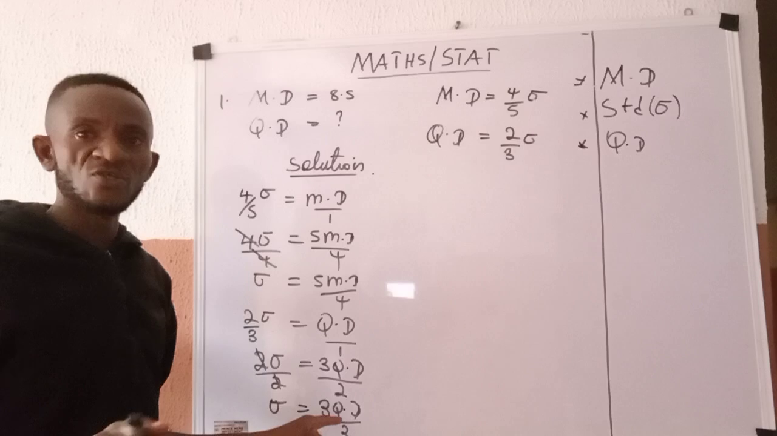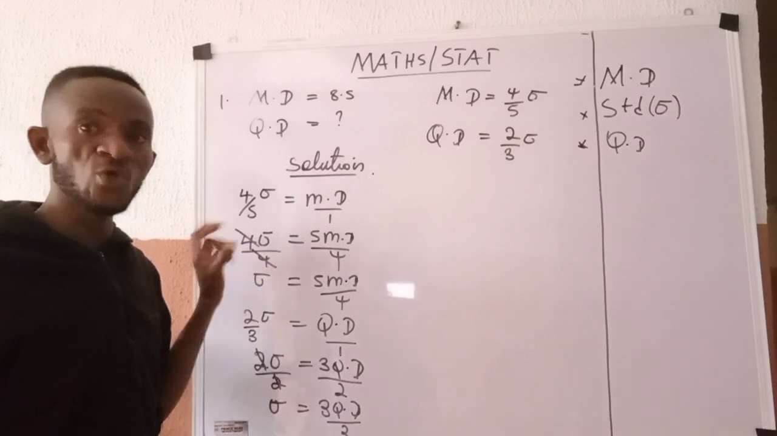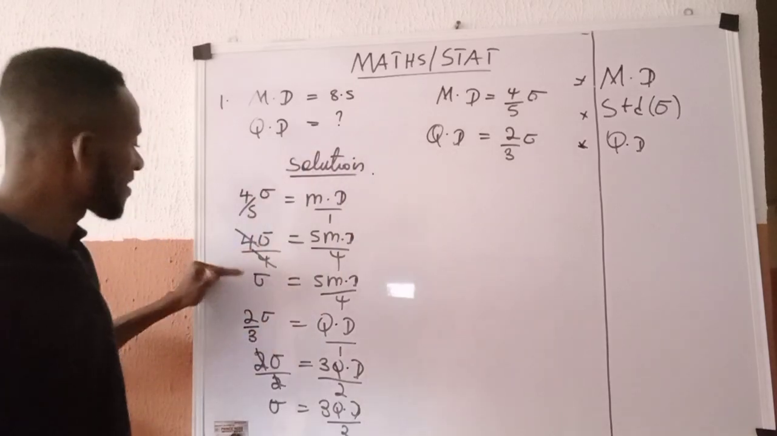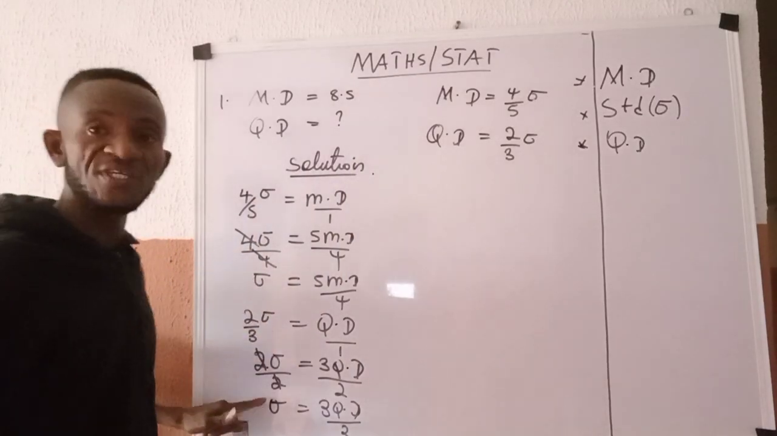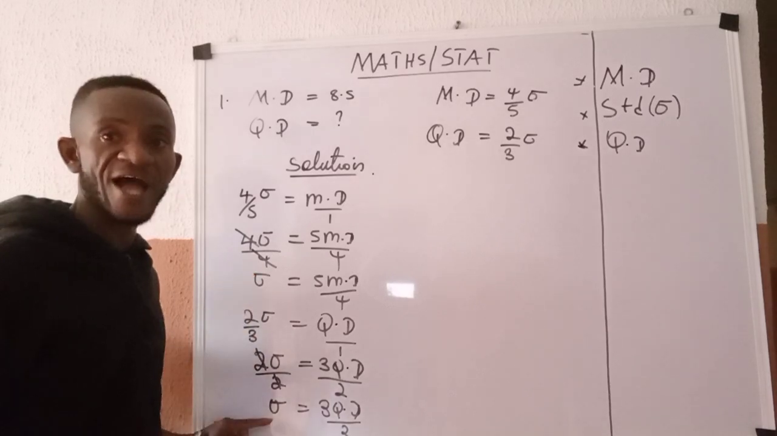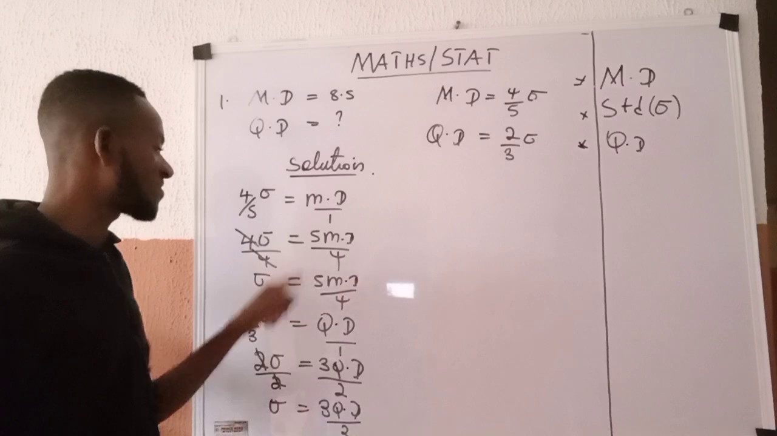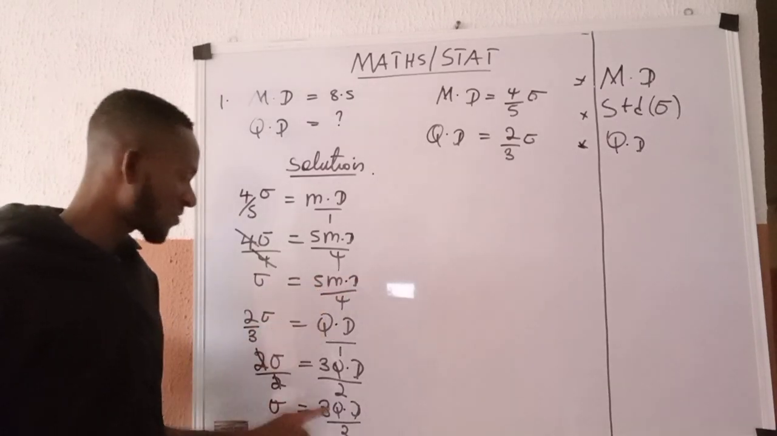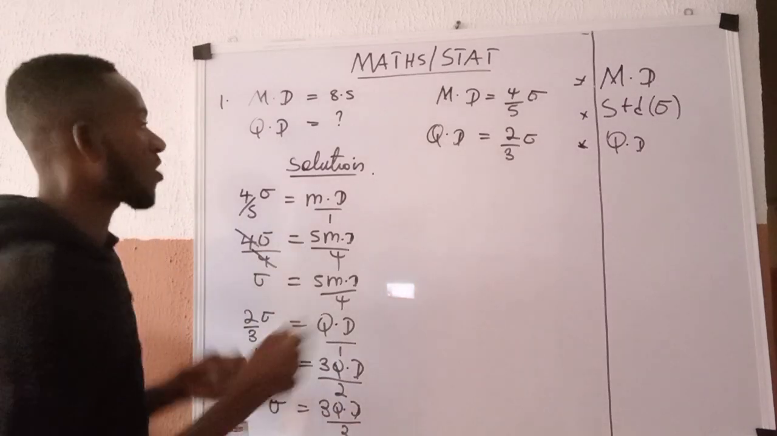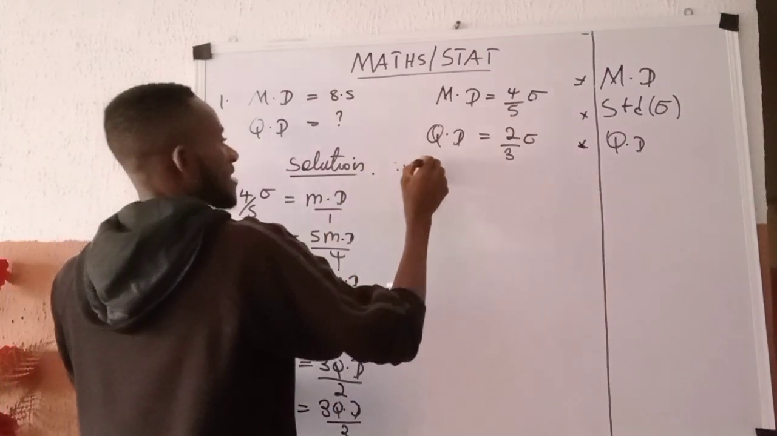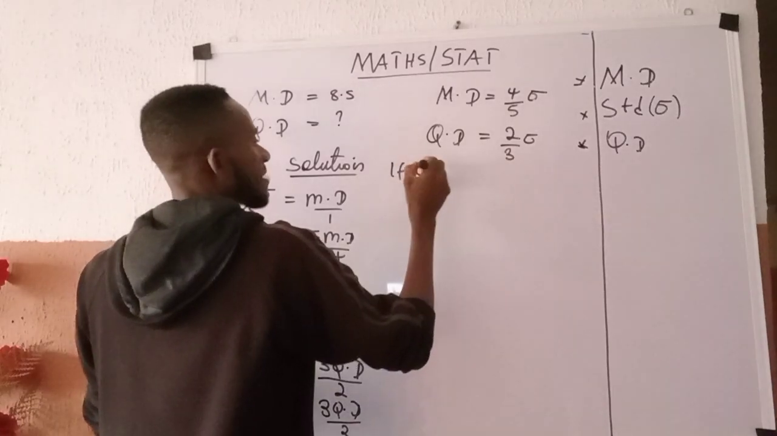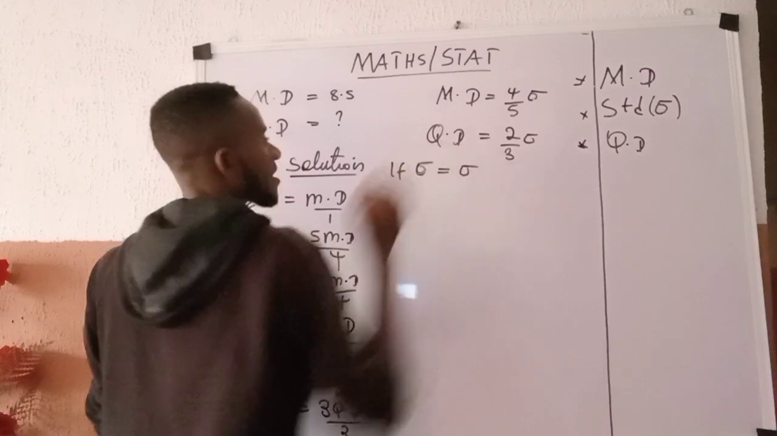So what is left for me to do is to equate the sigmas from the two equations. Now, if this sigma which is here is equal to this sigma, which of course you know it is true, that this sigma and this sigma are the same thing, it implies that this quantity 5 M.D. all over 4 is equal to 3 Q.D. all over 2. So I'll come here and say, therefore, that sigma equals sigma.